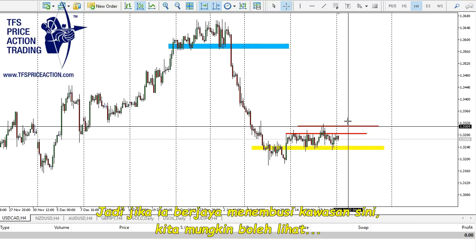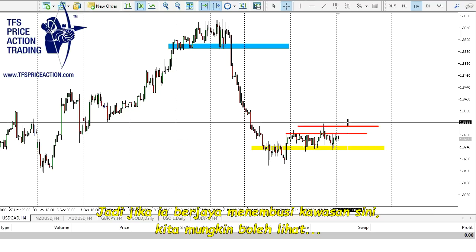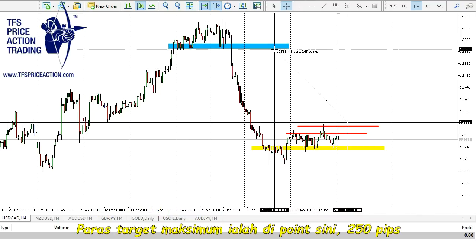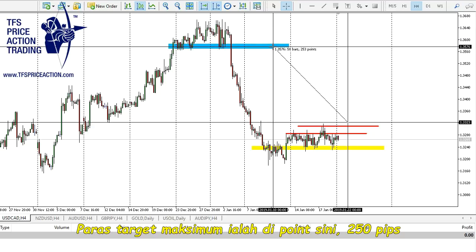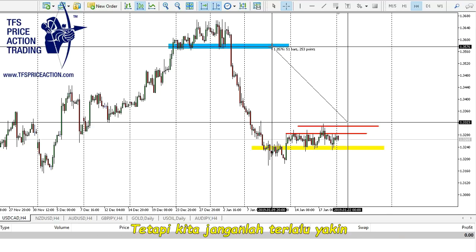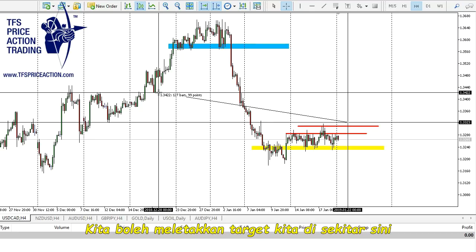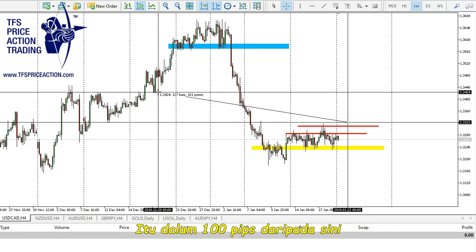So if you manage to break this area, then perhaps you can target the maximum, which will be around this point, 250 pips, but let's not be too optimistic. We can set it at maybe around here. So that's around 100 pips from here.